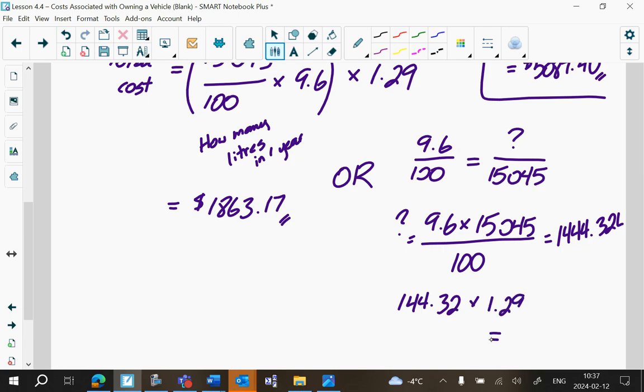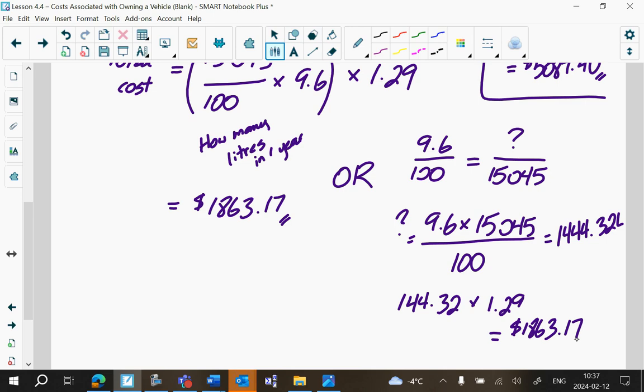So there's two methods. You can set up a proportion, a fraction on each side of the equation, or you can do the calculations in reverse to figure out the number of liters from the formula. Okay? So those are the things.